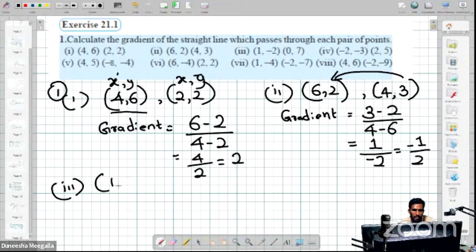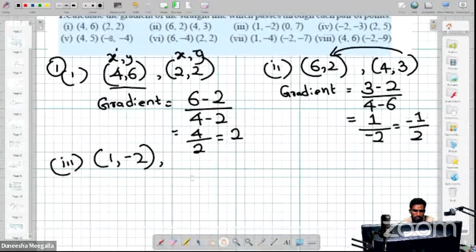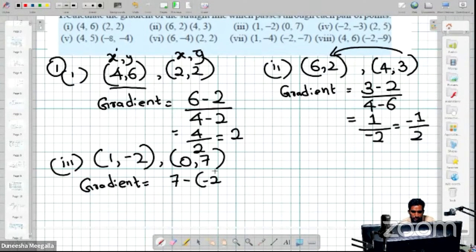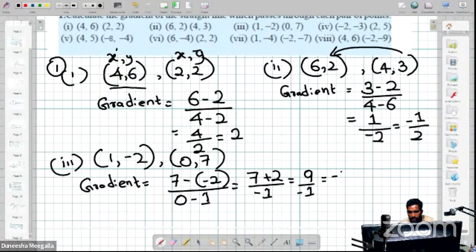Third one, 1 comma minus 2, comma 0 comma 7. Seven minus 2. 0 minus 1. 7 minus 2 is plus 2. Then minus 1. 9 divided by minus 1. The answer is what? Minus 9.